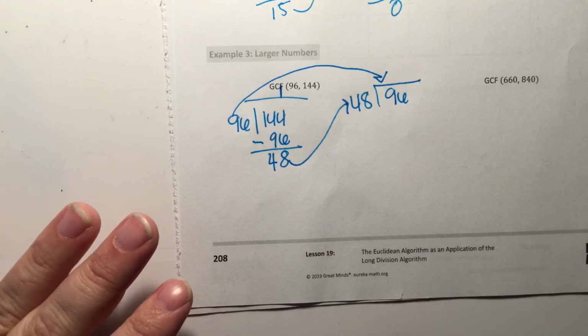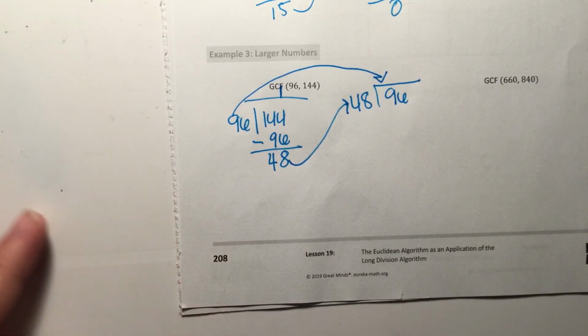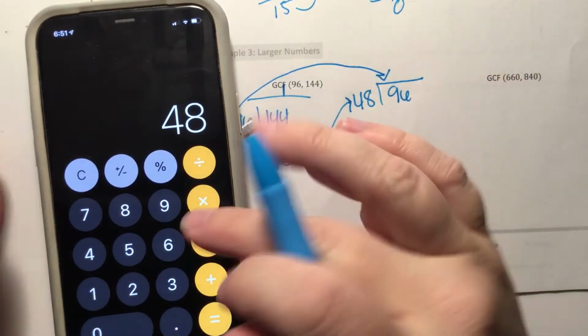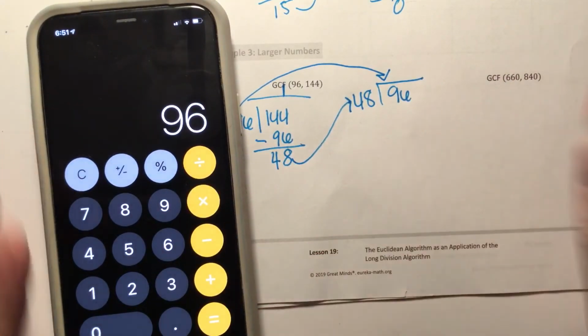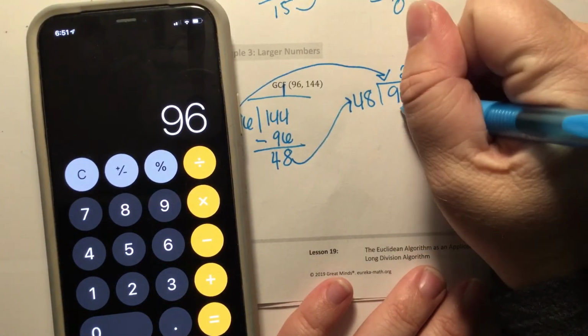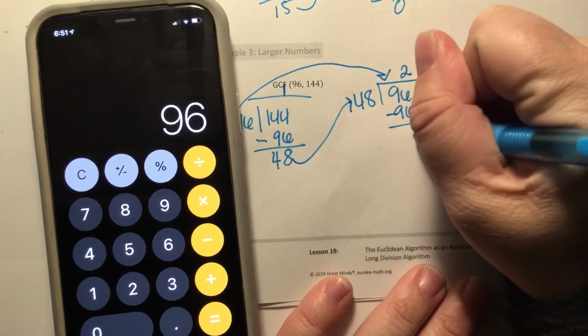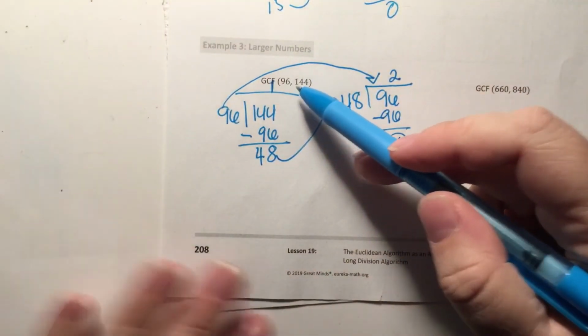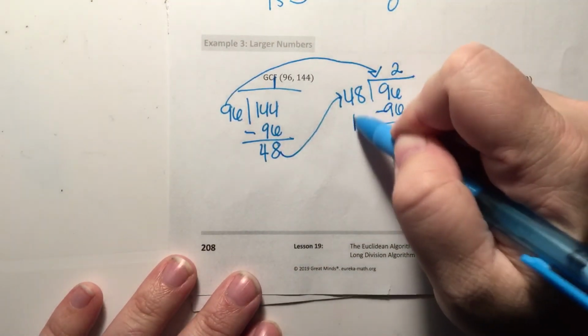48 and 48, isn't that 96? I'm just gonna try it. 48 times 2 is, oh, it is. I was right. 2, and that's 96. 0. So what's the greatest common factor of these two numbers? 48.